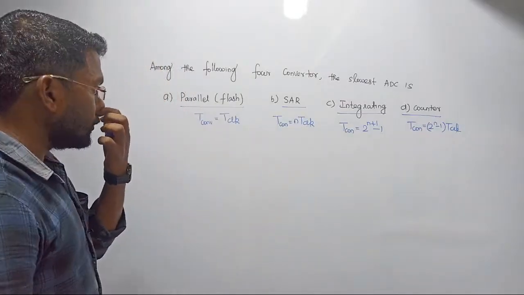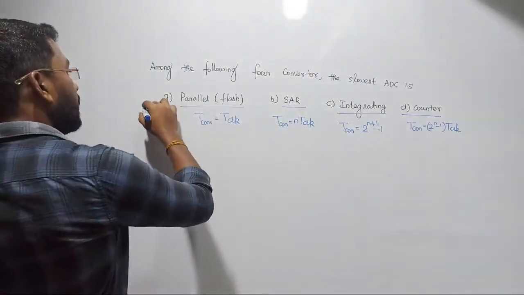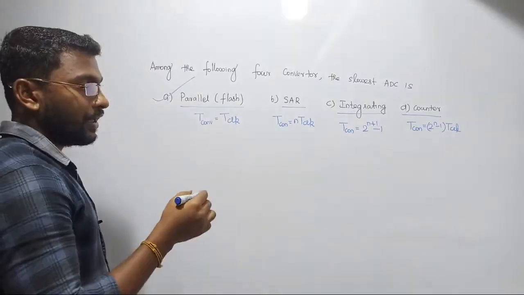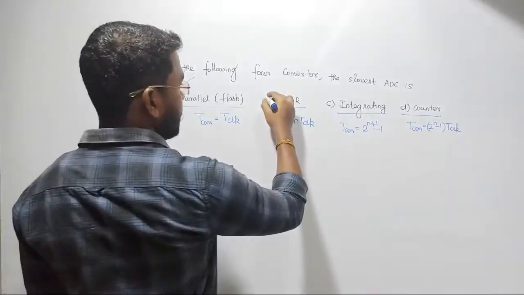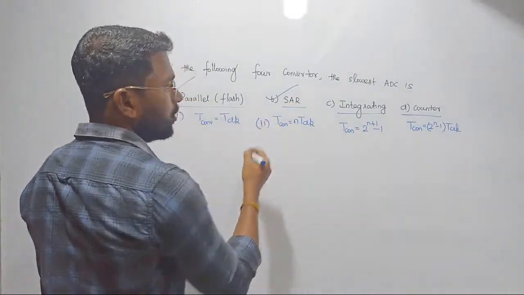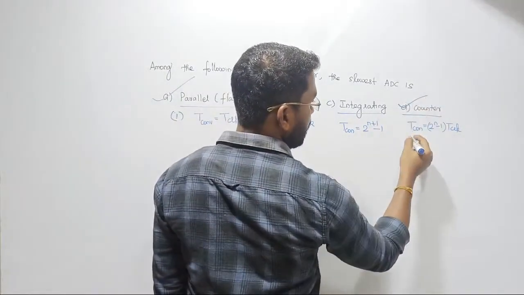If we compare all these things, which is the fastest one? The fastest one is the parallel comparator, and priority will be given to this. This is the first one. Second one is, of course, the successive approximation register. Third one is the counter.